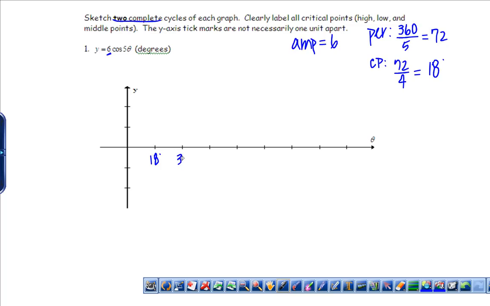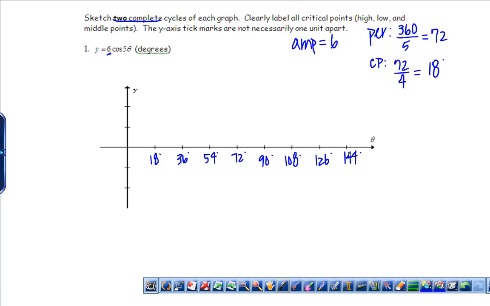So 18, 36, 54, 72, 90. Okay, now we just passed 72. You should have realized that you're going to end one of your cycles at 72. Now I'm going to keep going after 90. That's 108, 126, and then 144. 72 and 72 is 144. I should end my second cycle after that.